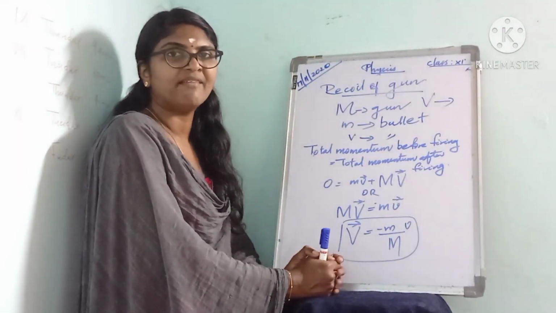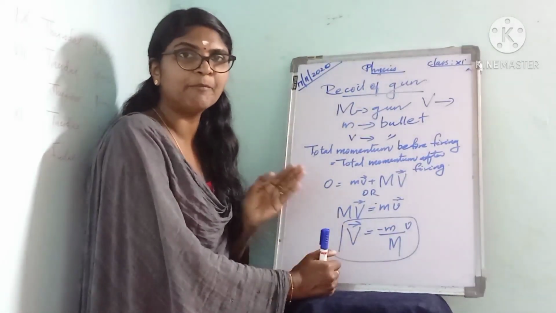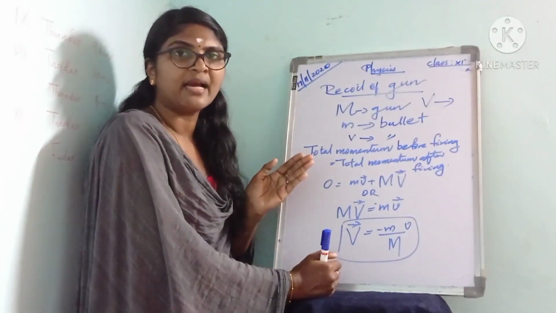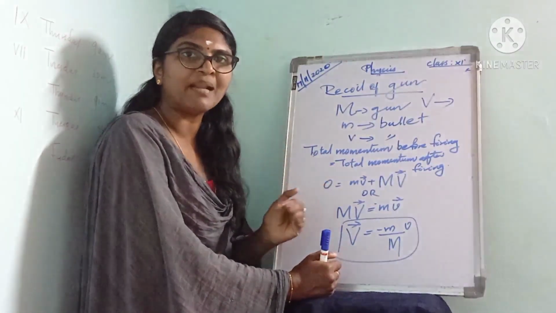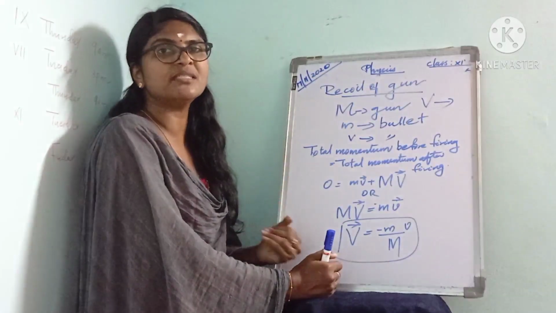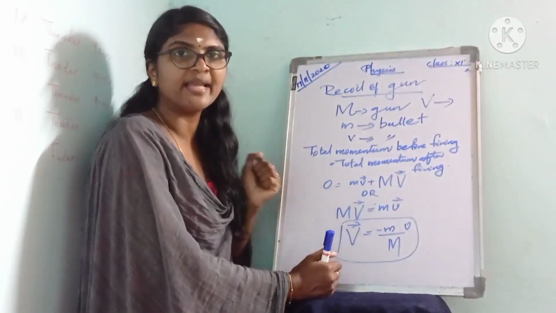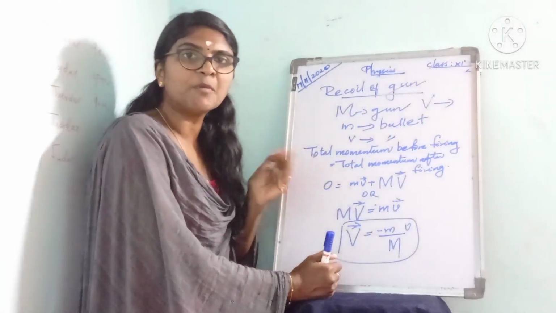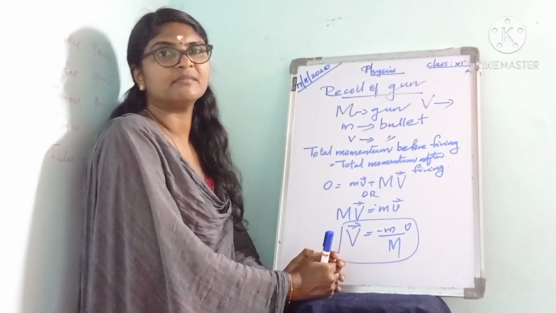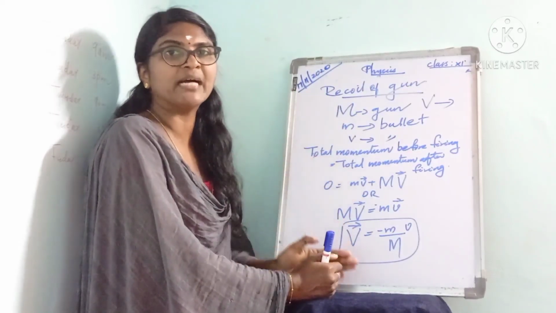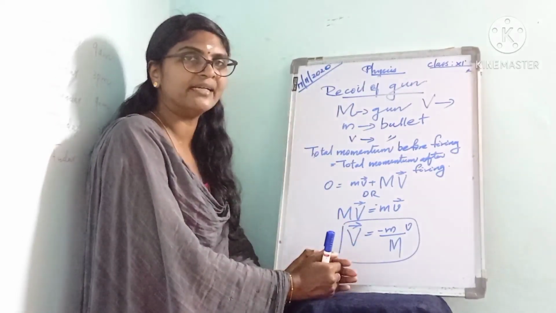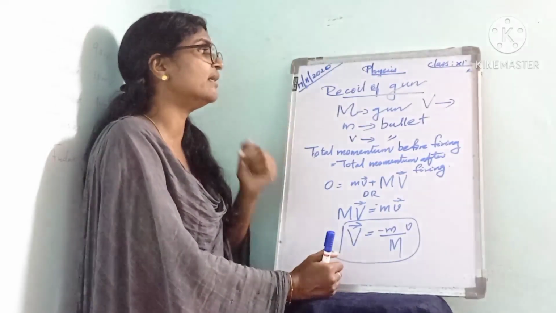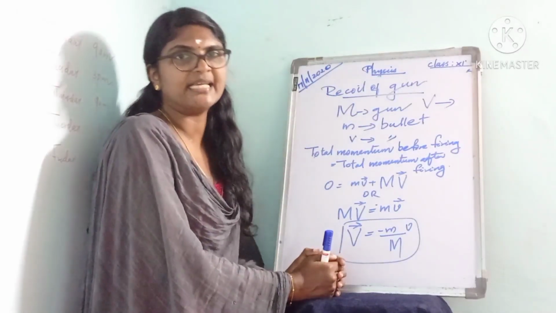When a bullet is fired from a gun, the bullet moves forward. At the same time, the bullet applies an equal and opposite force on the gun. That is why the gun moves backward with a very small velocity. This backward movement of the gun is called the recoil of the gun, and the velocity with which the gun moves backward is called the recoil velocity.